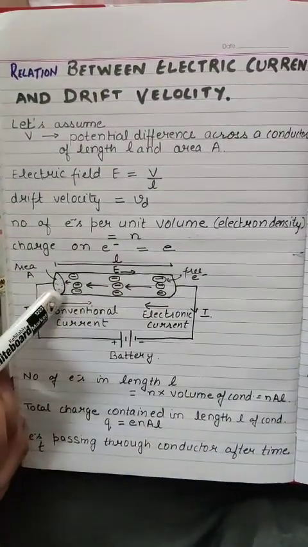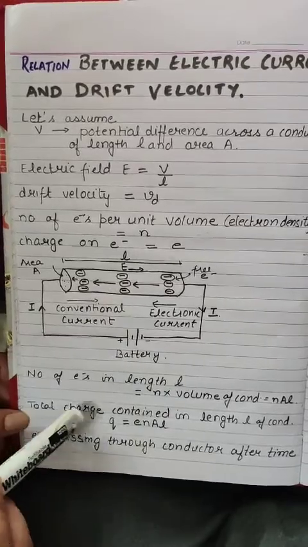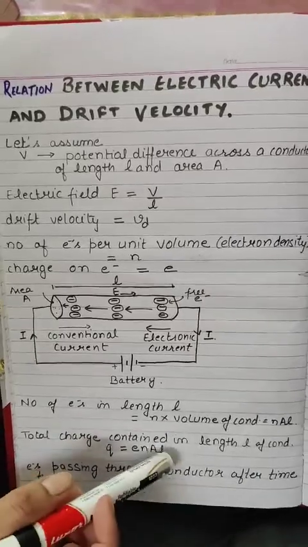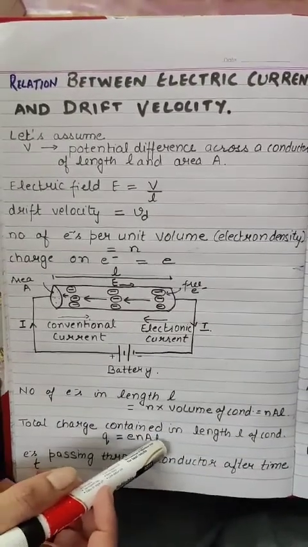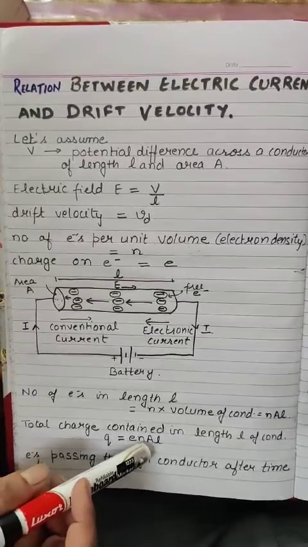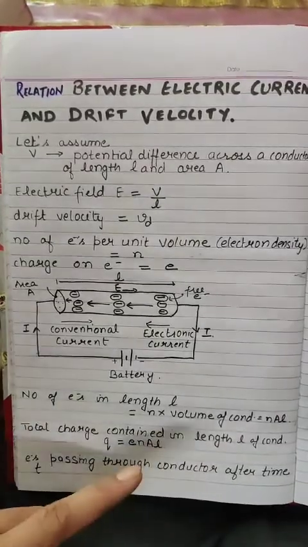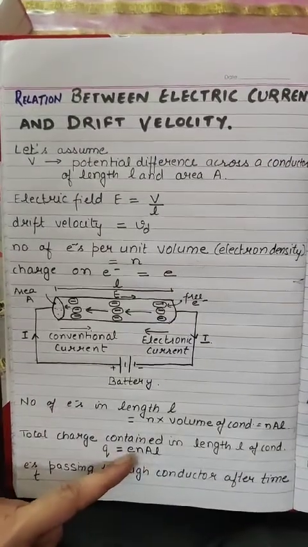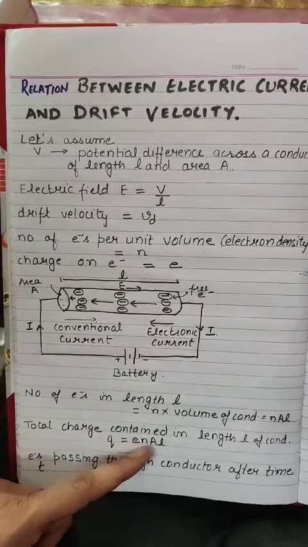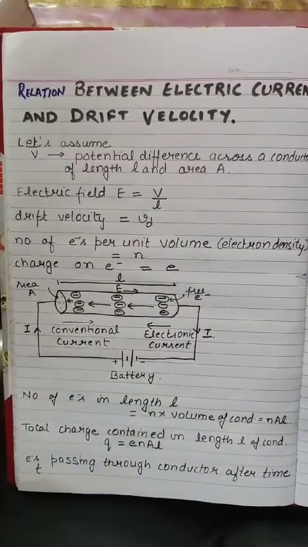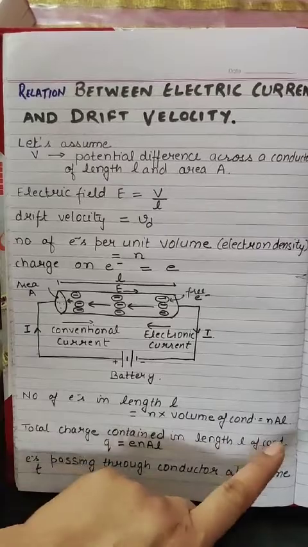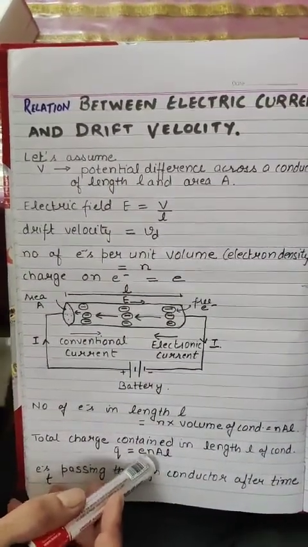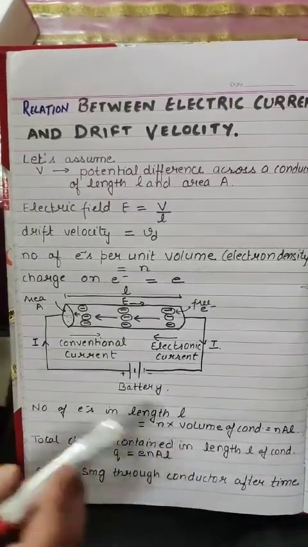Now, when the electrons are flowing, by quantization, there will be a total charge inside the conductor, and that total charge will be equal to enAL. The charge is Q and this is equal to enAL. Why? Because we know that by quantization Q is equal to ne, where e is the charge on one electron and n is the total number of electrons present. Here the total number of electrons present is nAL, so the charge will be e, the charge of one electron, into the total number of electrons, nAL.